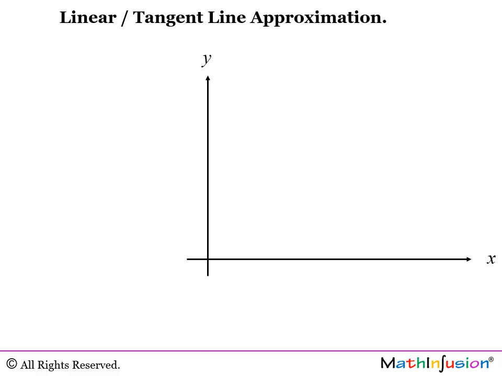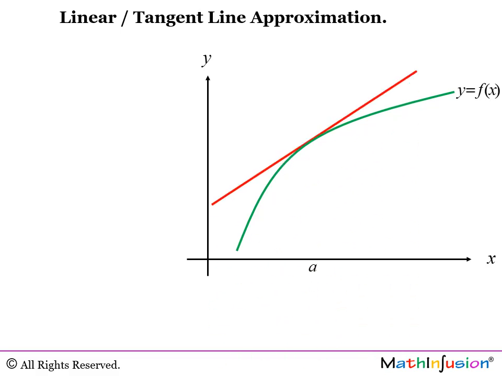Linear or tangent line approximation. Here is a graph of the function y equals f(x). Here's the value where x equals a, and here is the tangent line to the graph of the function f(x) at x equals a. The point is (a, f(a)), and the slope of the tangent line is the derivative of the function at x equals a, or in short, f prime of a.